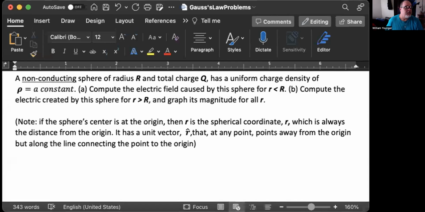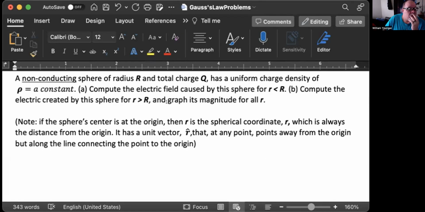The problem we're doing is this one. It says a non-conducting sphere. I say that specifically because with a conducting sphere, the charges are automatically all going to disperse out to the outer surface. But a non-conducting sphere of radius R and total charge Q has a uniform charge density rho equals a constant. That rho is what we normally call charge per unit volume. Sometimes books will write it dq over dV, where V is volume. In this case, you're saying it's a constant, meaning if you took out a 1 millimeter by 1 millimeter by 1 millimeter segment and found out how much charge is on it, any other 1 millimeter by 1 millimeter by 1 millimeter segment would have exactly the same amount of charge.